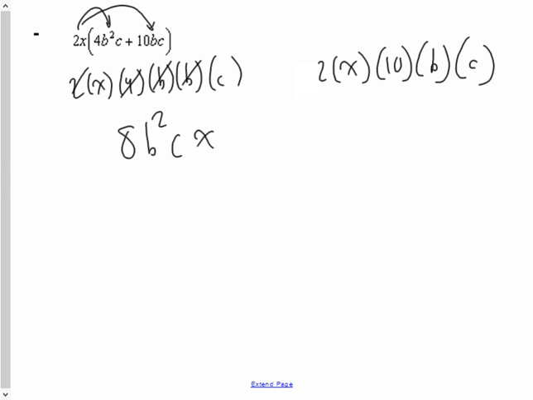So when I multiply 2x by 4b squared c, I end up with 8b squared cx. And this next one, my coefficient will be 20, or a positive 20, a b, a c, and an x. And again, I can't add those together because they're not like terms. So the solution to that question will be 8b squared cx plus 20bcx.